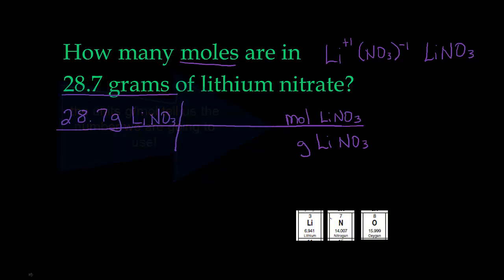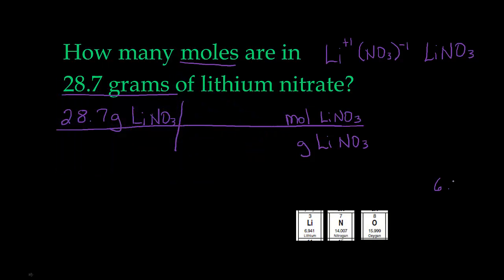Lithium is 6.94, and we have one of them. Nitrogen is 14.01, and we have one nitrogen. And oxygen is 16.00, and we have 3 of those, so 3 times 16. Then we're going to add all of those together. That happens to be 68.95 grams per mole.